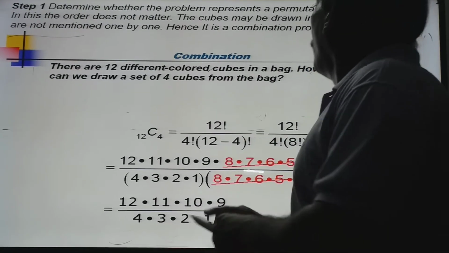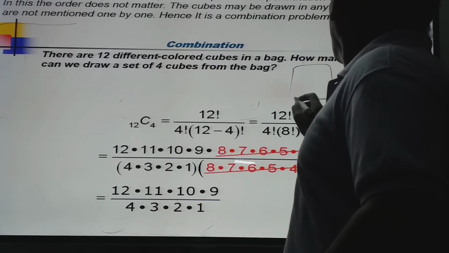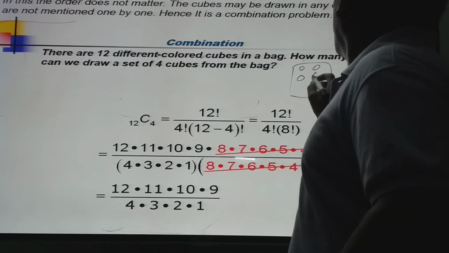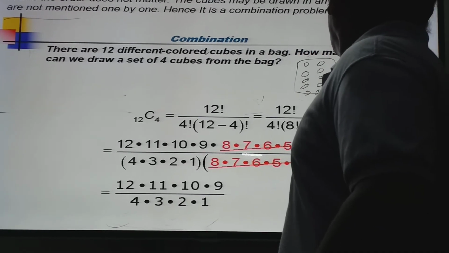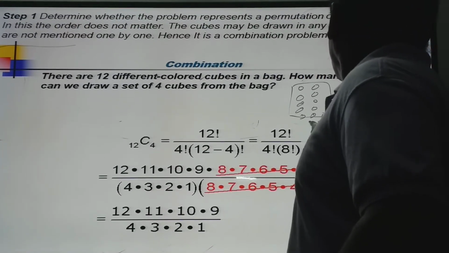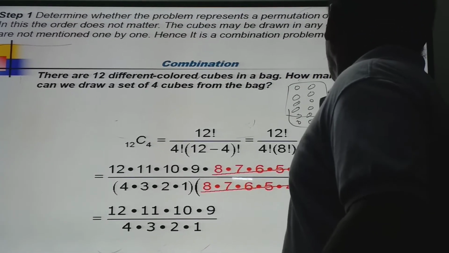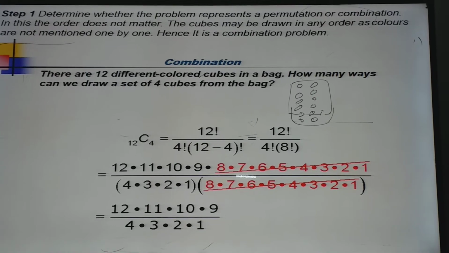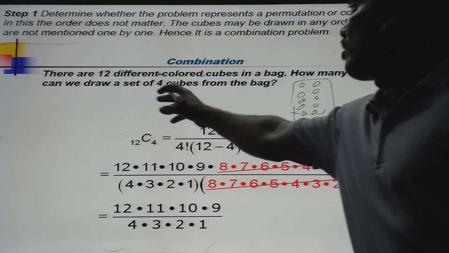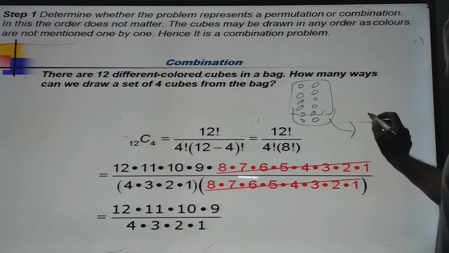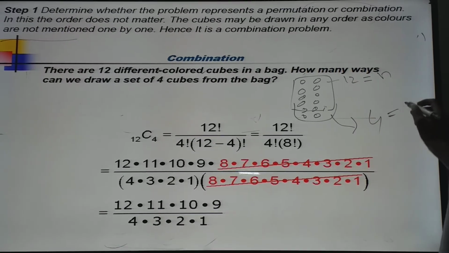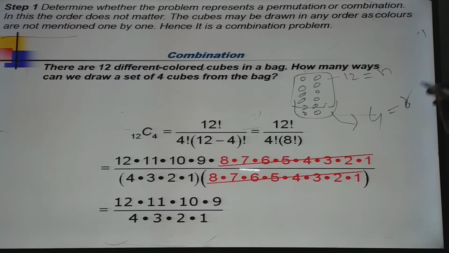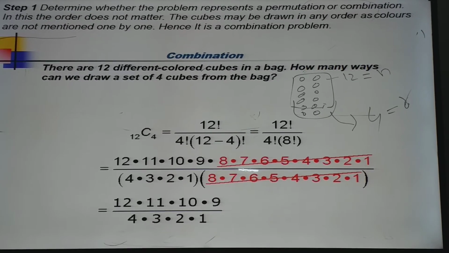See, the question: there are 12 different color cubes in a bag. There is a bag in which we have 12 different color cubes. How many ways can we draw a set of 4 cubes? You have to draw only 4 out of these 12. N is equal to 12 and you have to draw 4, so R becomes 4.